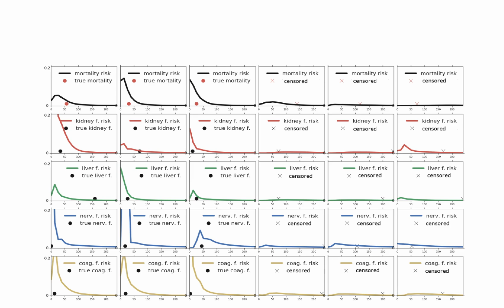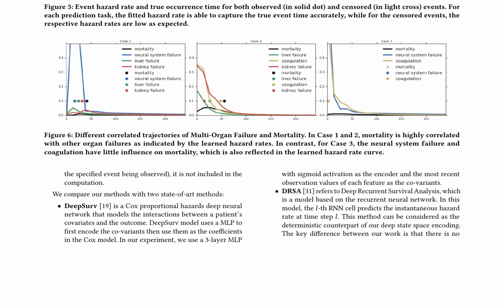The proposed method is compared with two state-of-the-art methods, DeepSurv and DRSA. DeepSurv is a Cox proportional hazards deep neural network that models interactions between a patient's covariates and the outcome. It uses a multi-layer perceptron, MLP, to encode the covariates, which are then used as coefficients in the Cox model. In the experiment, a 3-layer MLP with sigmoid activation is used as the encoder, and the most recent observation values of each feature are used as the covariates.